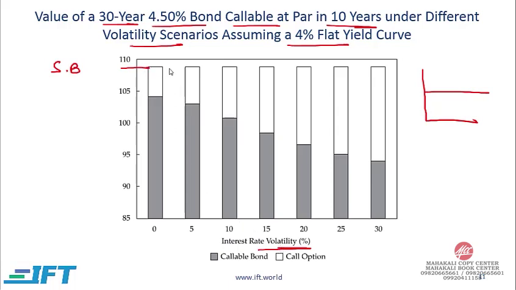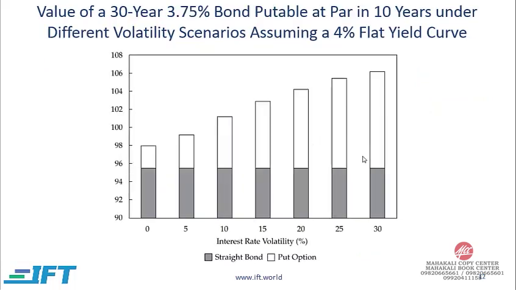However, this white segment of the bar represents the value of the call option. So that means that the gray bar represents the value of the callable bond. Remember, the value of a callable bond is the value of the straight bond minus the value of the call option. And notice, as interest rate volatility increases, the value of the call option increases and the value of the callable bond goes down. Here we look at the impact of volatility on a puttable bond.